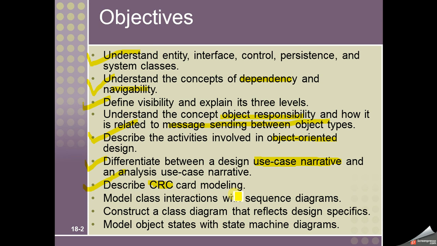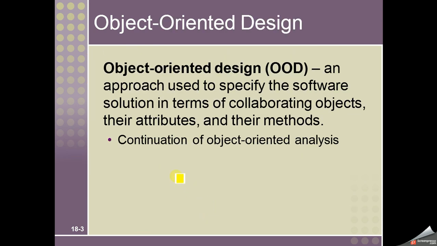We'll discuss sequence diagram again. In SAD1 it was from analysis perspective. Now we'll talk about it from the design perspective. Also the class diagram. Now we'll talk about the design class diagram, and finally we'll discuss the different object states and the state machine diagram that is used to model these object states.